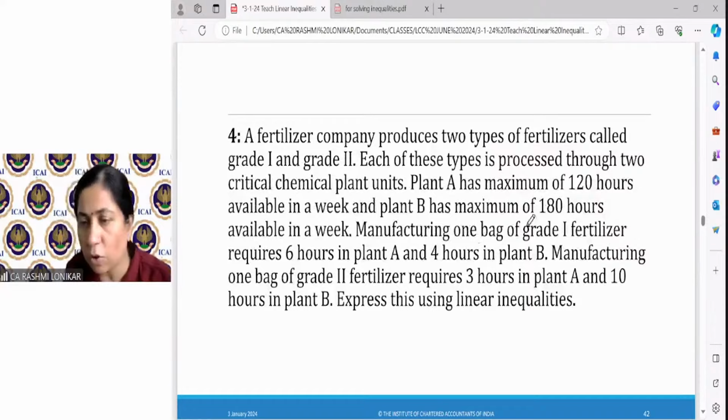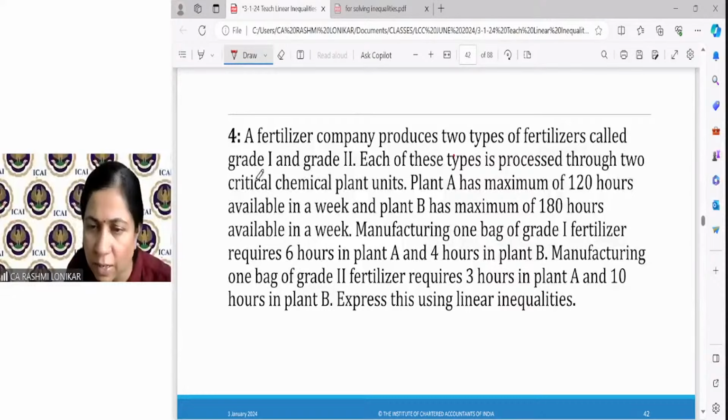In the fourth question also, I will just quickly tell you. A fertilizer company produces two types of fertilizers called grade 1 and grade 2. Each of these types is processed through two chemical plants. Plant A has a maximum of 120 hours available in a week and plant B has a maximum of 180 hours available in a week. Manufacturing one bag of grade 1 fertilizer requires 6 hours in plant A and 4 hours in plant B. Manufacturing one bag of grade 2 requires 3 hours in plant A and 10 hours in plant B.